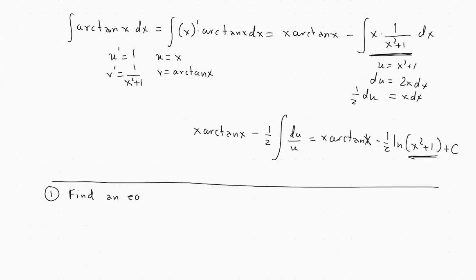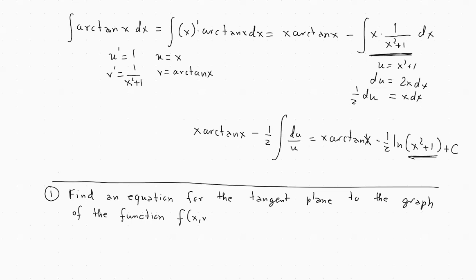for the tangent plane to the graph of the function f of x, y is equal to x ln of x plus y at -2, 3, and 3. And here when we say 3, this is really f of -2, 3.